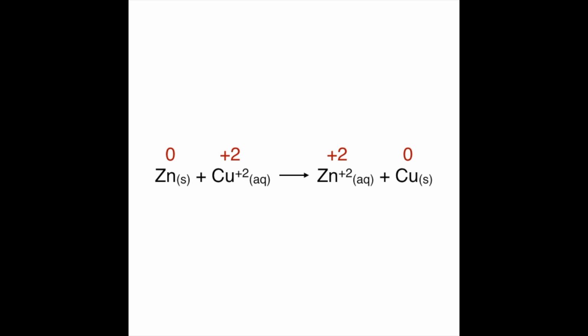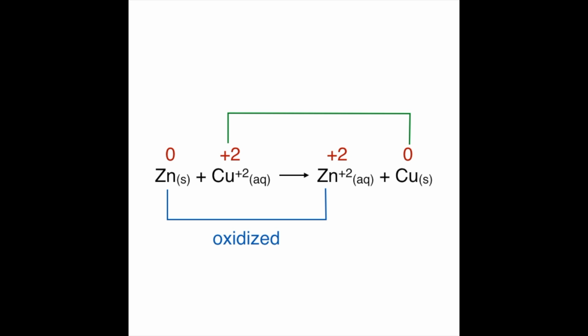Now if we take a look at the change in zinc, we can see that it increased in oxidation state from 0 to +2, which means it had to lose 2 negatively charged electrons. This means zinc was oxidized. Copper, on the other hand, decreased in oxidation state from +2 to 0, meaning it had to gain 2 electrons. This tells us copper was reduced.